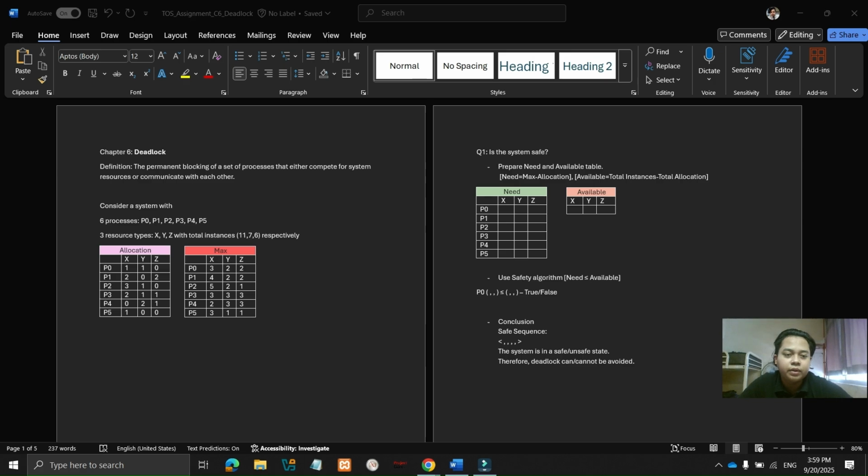Today I will present Chapter 6, entitled Deadlock. Before we proceed to the question, I will revise the topic. The definition is the permanent locking of a set of processes that either compete for system resources or communicate with each other. For example, in real life, we can see this in the situation of a lift where people from inside the lift and from outside the lift want to exchange places at the same time. Therefore, an intersection happens, so neither the people inside nor outside can make a movement.